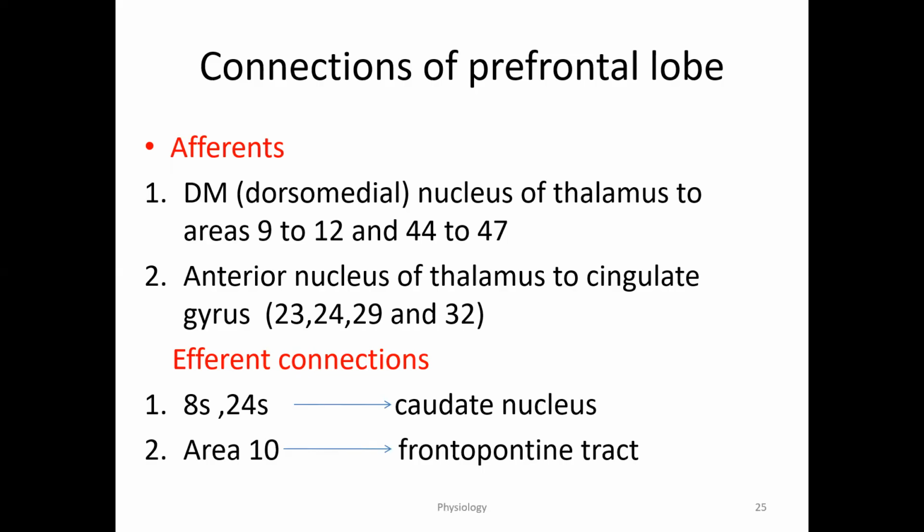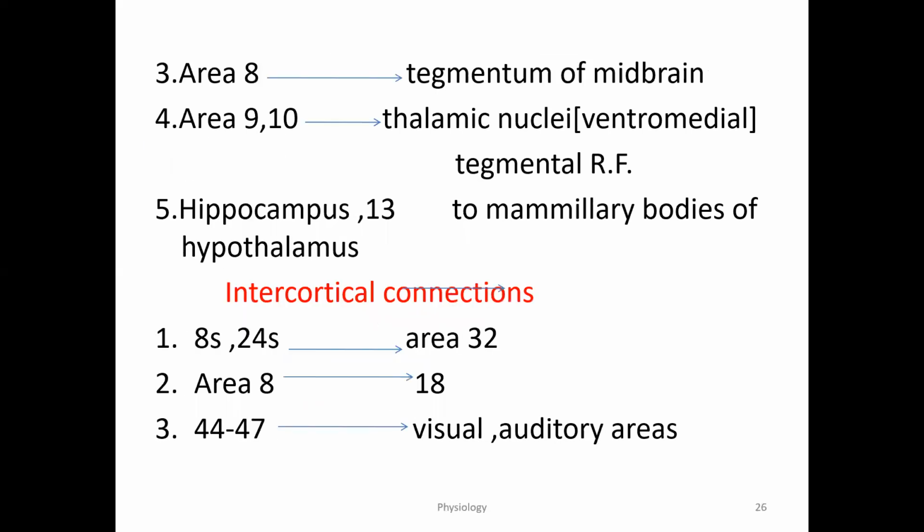So the efferent connections are to the basal ganglia, that is part of the caudate nucleus, and the frontopontine tracts. These are mainly the descending tracts from the cortex to the spinal cord, from the cortex to other parts of the brain. That is called internuclear connections. Then the tegmentum of the midbrain, thalamic nuclei, the mammillary bodies of the hypothalamus, areas number 32, 18, visual and auditory areas. These are the intercortical connections.